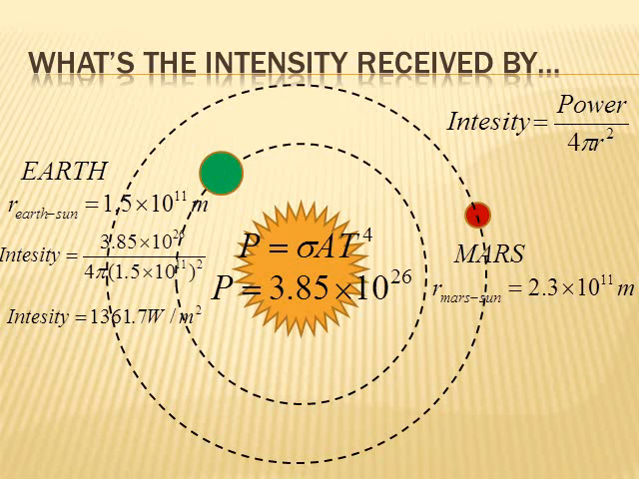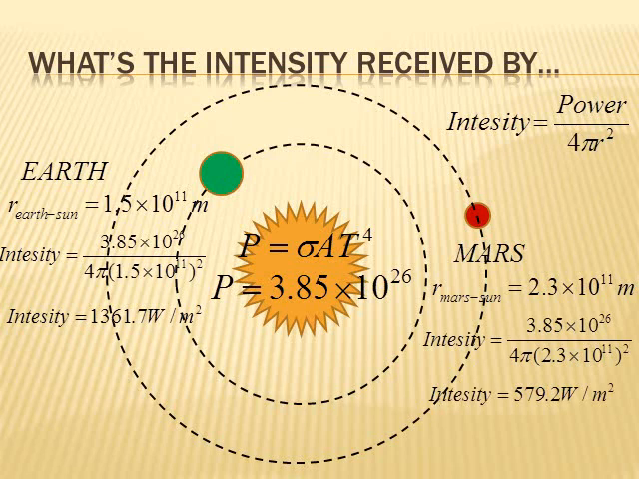Let's calculate the answer for Mars. We get 579 watts per square meter. We can see it's obviously smaller. Even though the radius isn't twice as big, the intensity is pretty much half the size. That's because in the equation, 4 pi r squared, the radius has a big effect because this is area we're talking about.